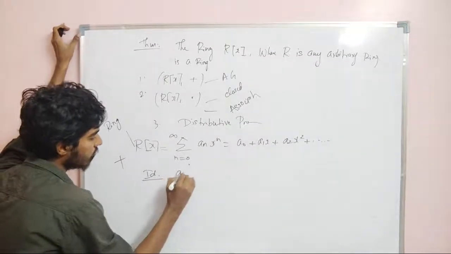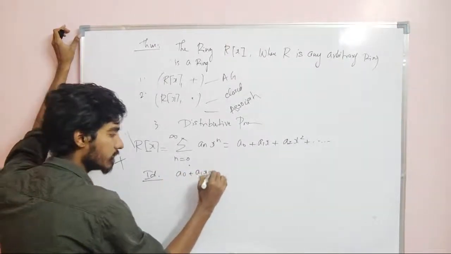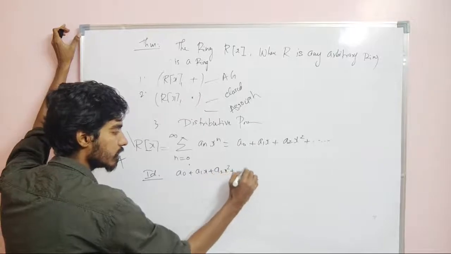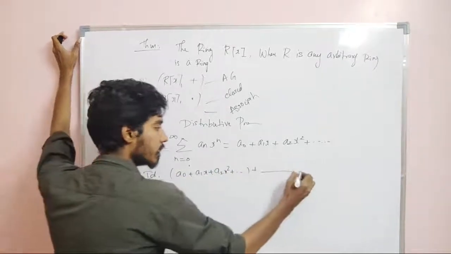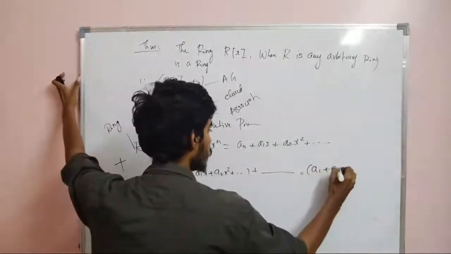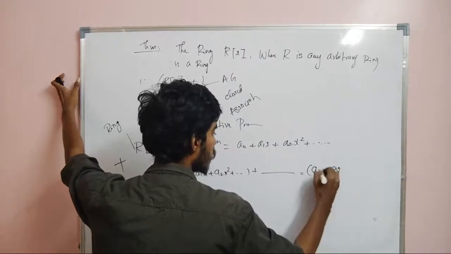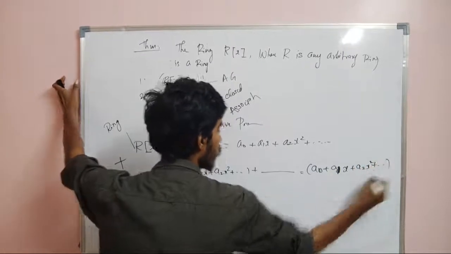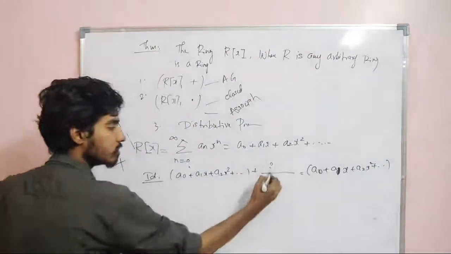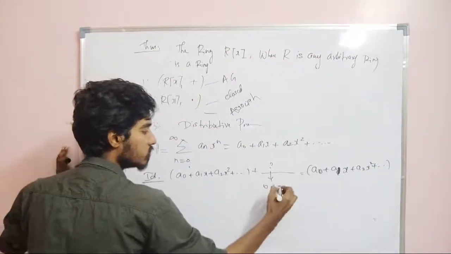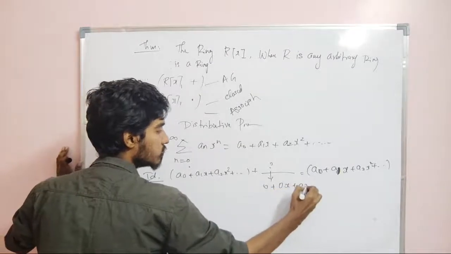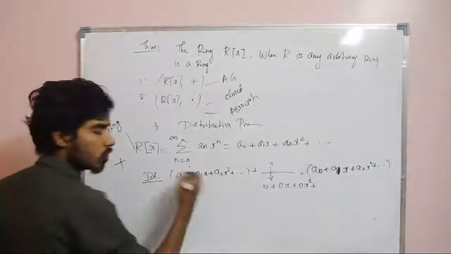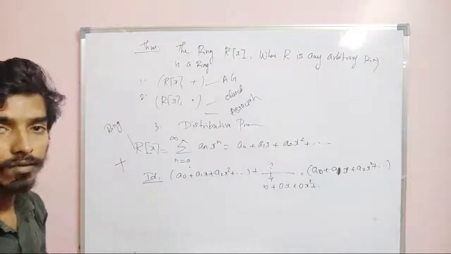Let us take that polynomial to be a0 plus a1x plus a2x² and so on. You have to add some other polynomial and get that same polynomial again. So what is this polynomial? This polynomial is nothing but the zero polynomial, 0 plus 0x plus 0x² and so on. So the zero polynomial is the additive identity.